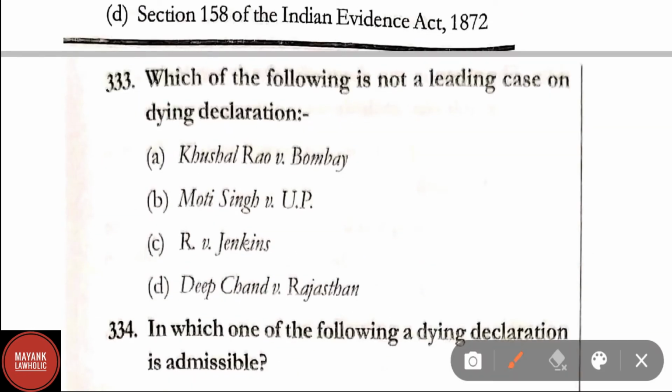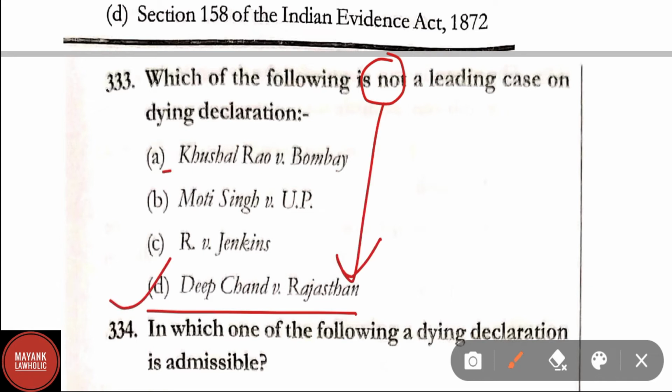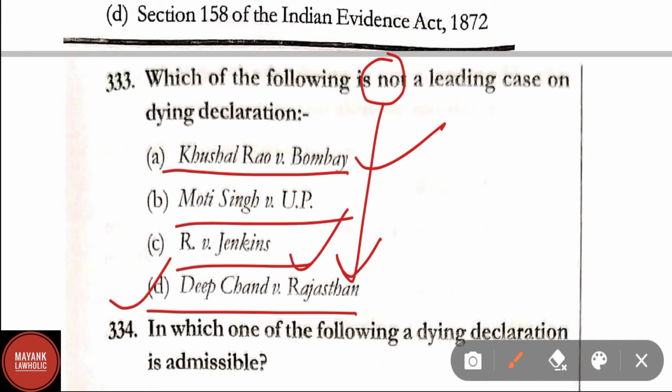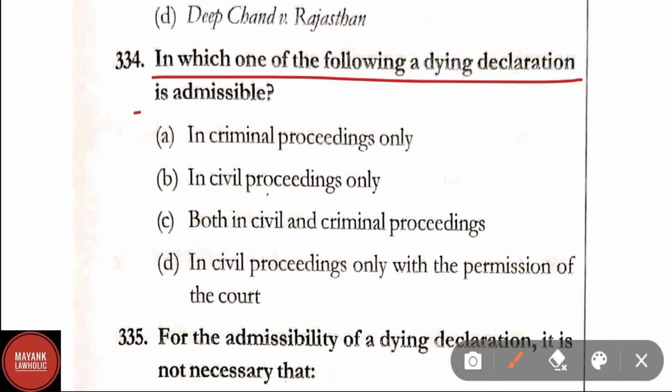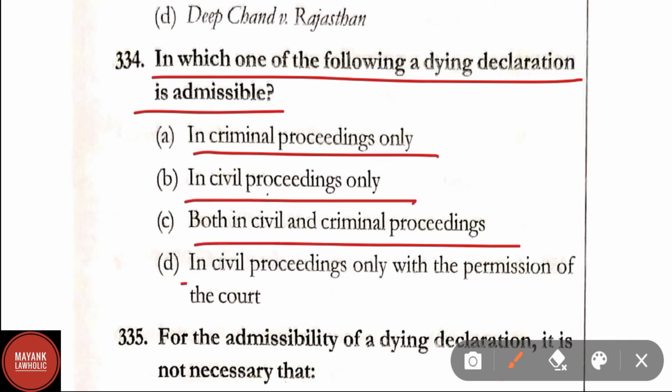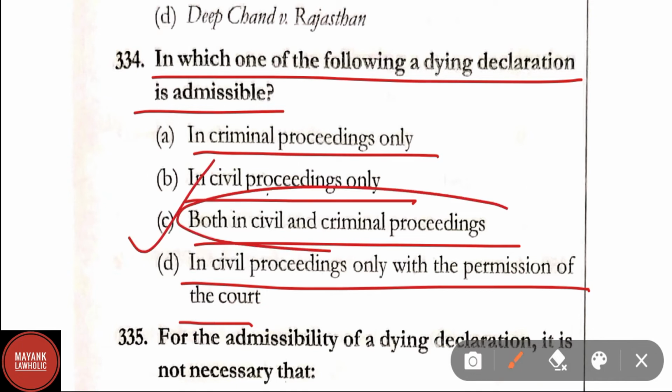Question number 333. Which of the following is not a leading case on dying declaration? Correct answer here is option D, that is Deep Chand versus Rajasthan is not a leading case on dying declaration, whereas Kaushal Rao versus Bombay, Moti Singh versus State of UP, and R versus Jenkins are related to dying declaration. Question number 334. In which one of the following a dying declaration is admissible? In criminal proceedings only, in civil proceedings only, both in civil and criminal proceedings, in civil proceedings only with the permission of the court? Here correct answer is option C, that is both in civil and criminal proceedings.